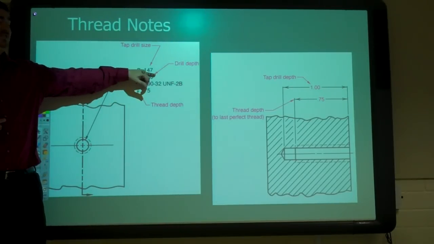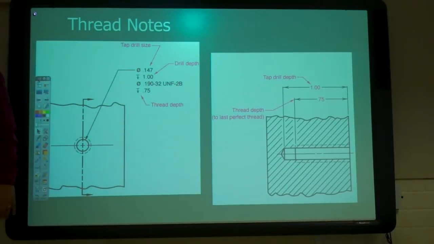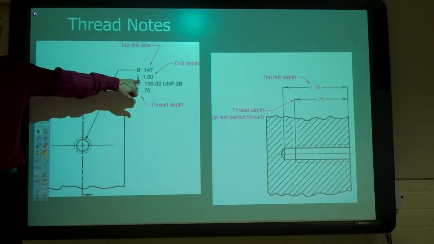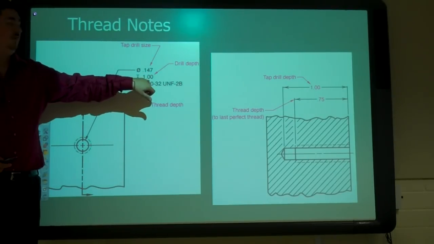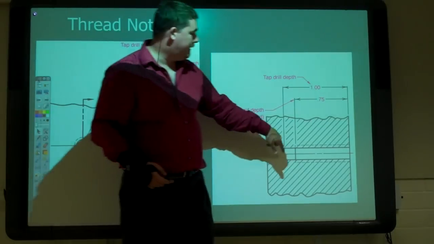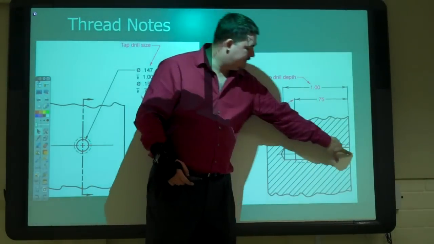If the designer specifies a specific size on it, that's the size the tap drill needs to be. Then next, sometimes on the same line as the tap drill size, sometimes on the next line, is the depth of the tap drill. So, depth of the tap drill.